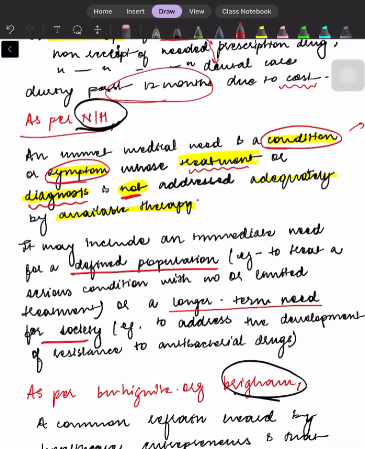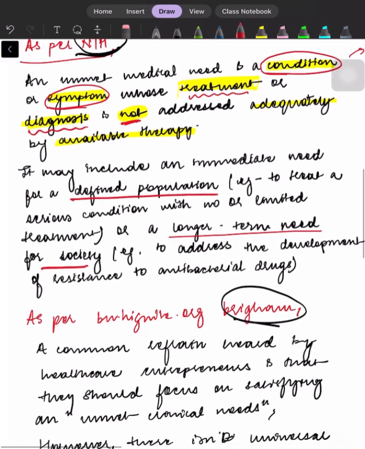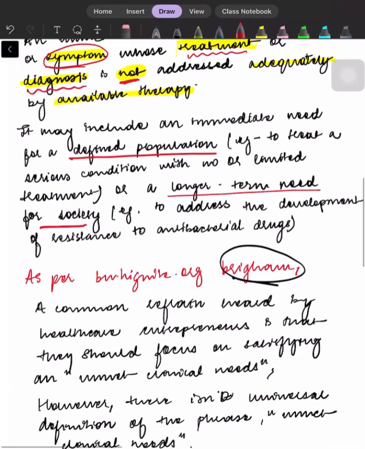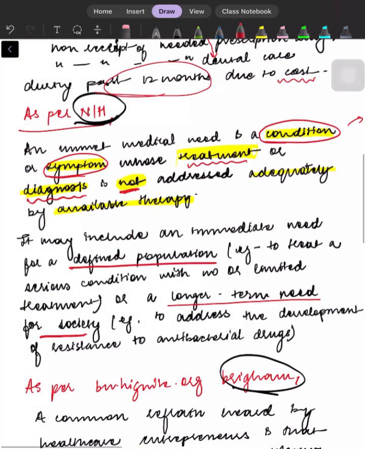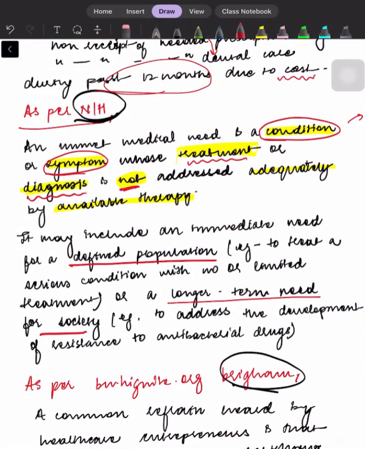They said that it could include an immediate need for a defined population. For example, an immediate need for a defined population or for a whole mass would be the outbreak of COVID-19. And for the longer term, as he said, we need to address the development of resistance to antibacterial drugs, since those bacteria now have resistance towards antibacterial drugs.